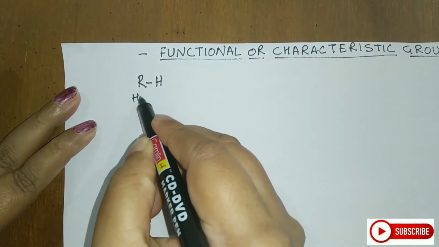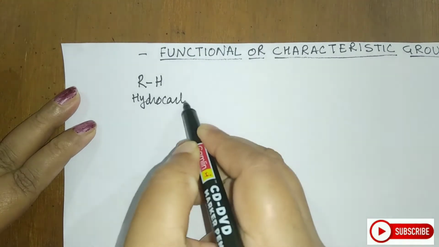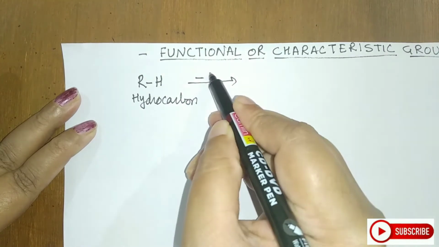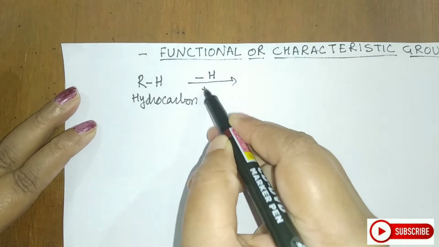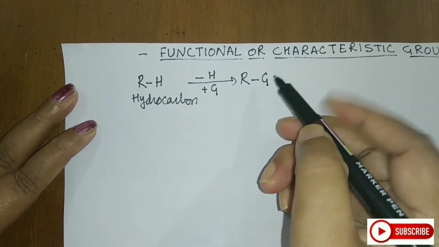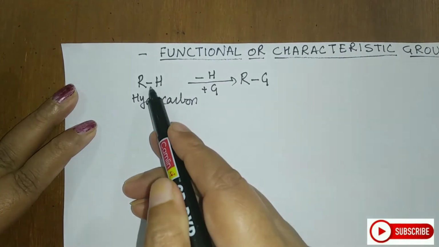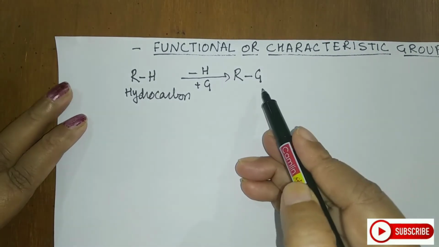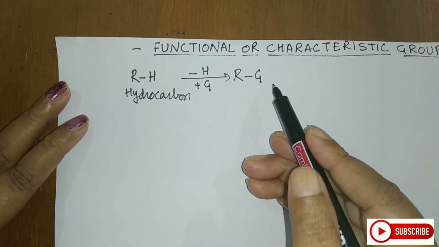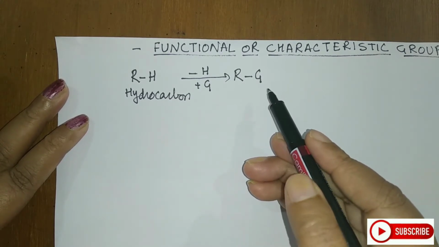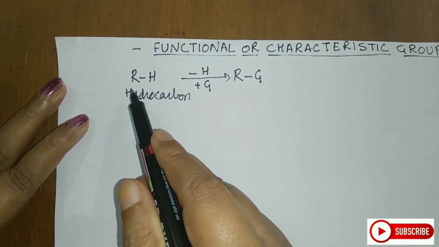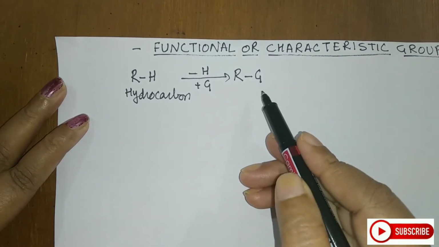This is a hydrocarbon. Then I will replace this hydrogen. So I am removing the hydrogen and I will add a group to it. So what I will get is R and G. Now here the hydrogen of the hydrocarbon is replaced by some other groups, and thus we form a variety of compounds. Each organic molecule consists of two parts, that is R, the main hydrocarbon, and G, the group which is attached.